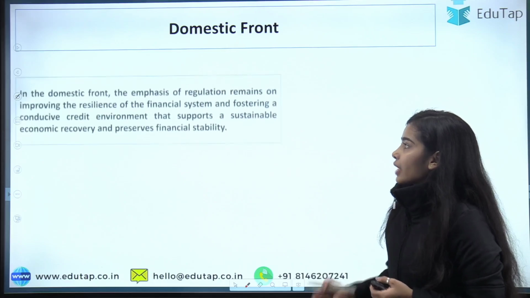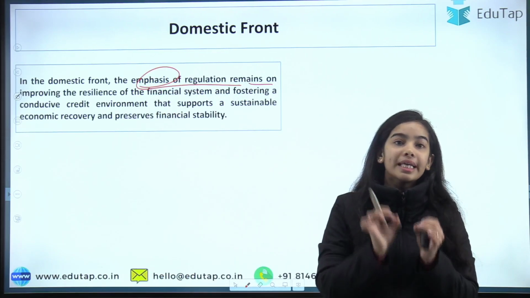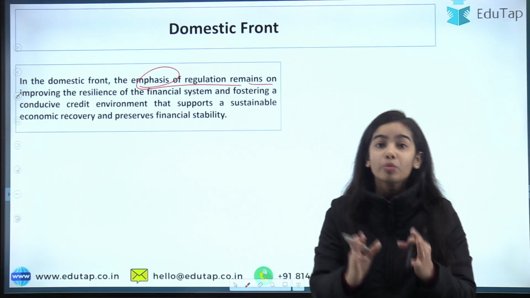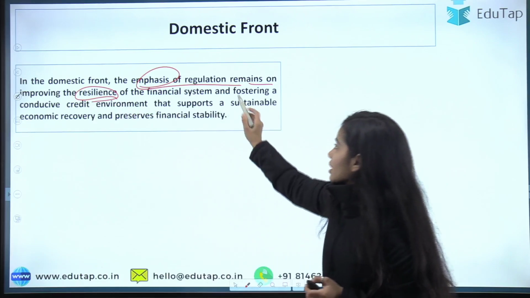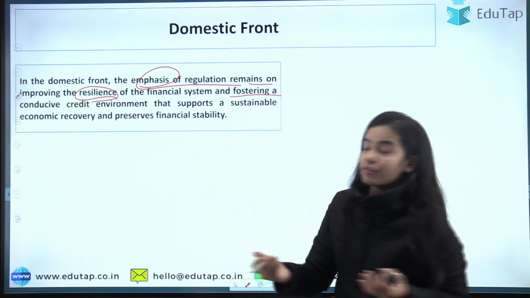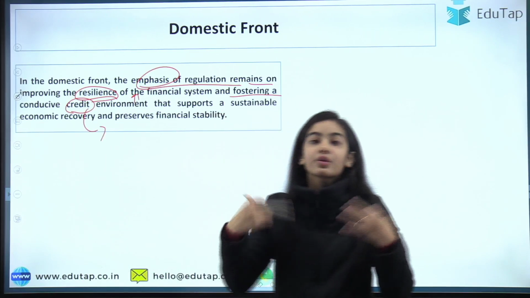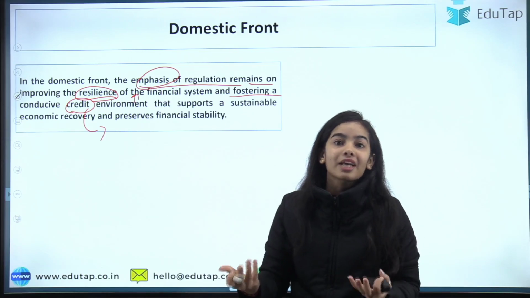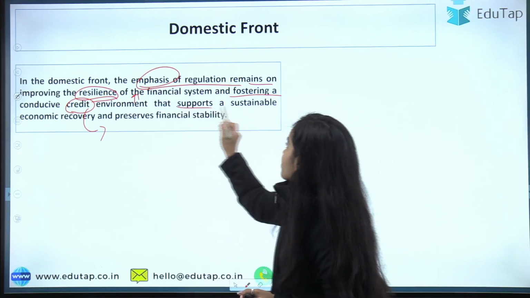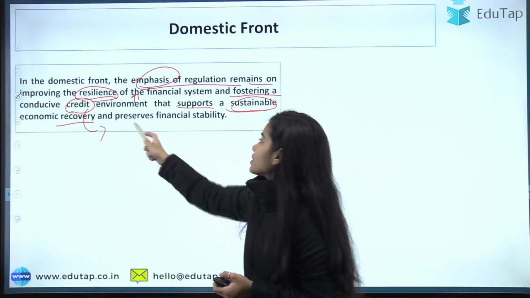Coming to the domestic front, the emphasis of regulation remains on improving the resilience of the financial system. We have to make the financial system strong, resilient, and foster a conducive credit environment. The credit environment should be good so that when credit is increasing, investments are increasing. That means more production activity is happening, which supports a sustainable economic recovery and economic growth and preserves financial stability.